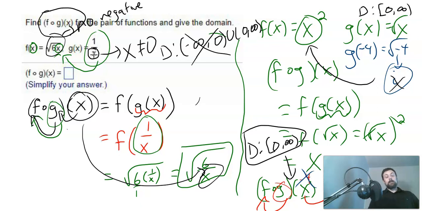Because if you look at your function here, if I plug in a positive number for x, this comes out positive. If I plug in a negative number for x, this is going to come out negative. And if g of x comes out negative, f of x can't handle that. So I have to eliminate negative numbers as well. And so what am I left with as my domain? I'm left with numbers from 0 to infinity.